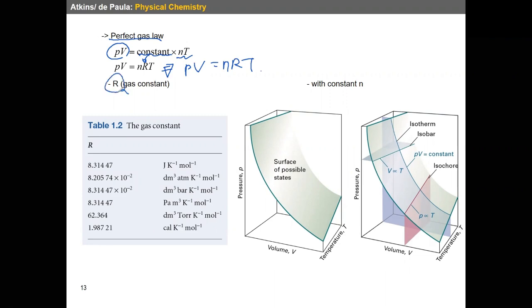So R is the gas constant. Basically, this gas constant is 8.314 joule per Kelvin mole. This is the most widely used unit for this gas constant. But depending on the situation, you can also use different types of constants. So this is how we can convert this gas constant R into different values.